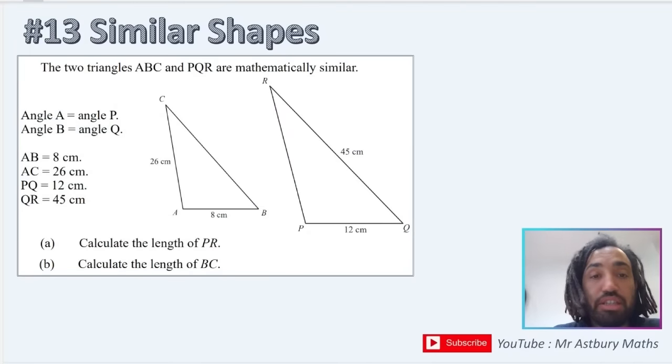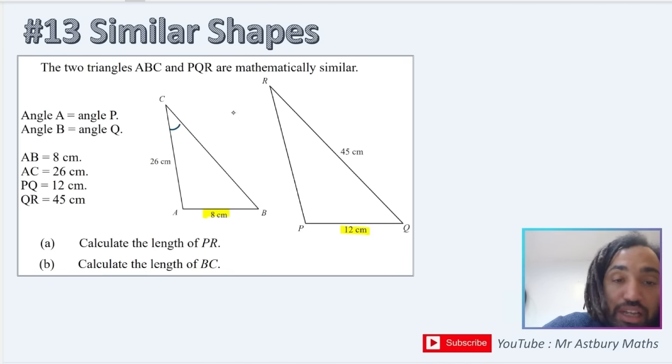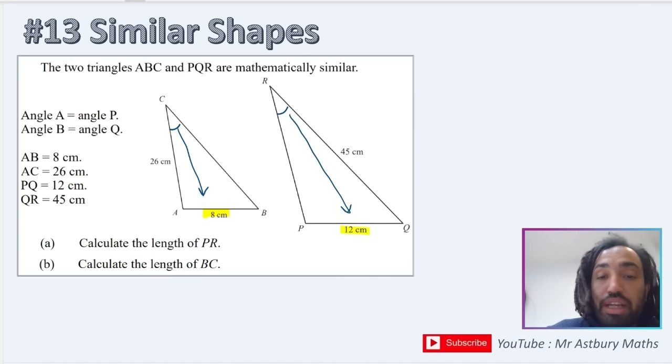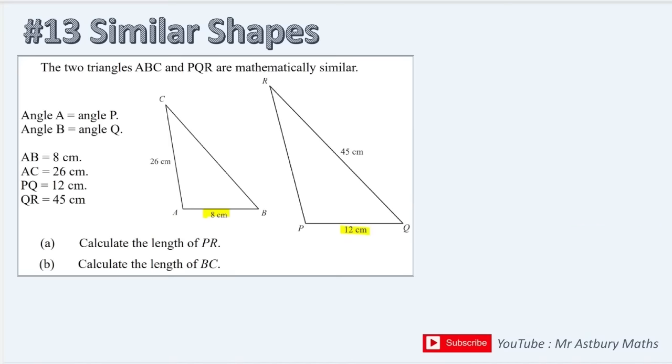Number 13, similar shapes. We need to find two sides which are corresponding. And a way to do that is to look at the angles. Now, these two angles here are the same, and they point to the same yellow side, so therefore those two yellow sides are corresponding. So quite obvious in this example, but sometimes it can be a bit tricky. Okay, let's get into it.